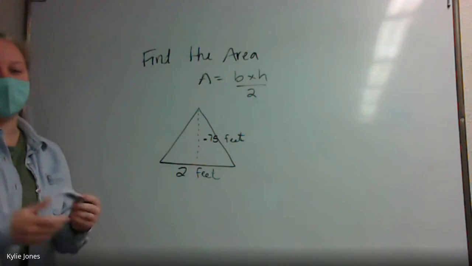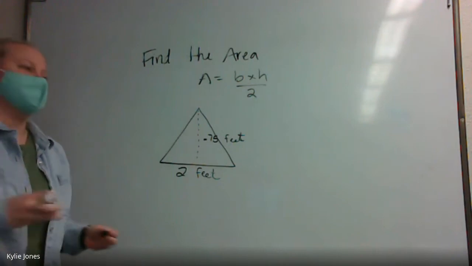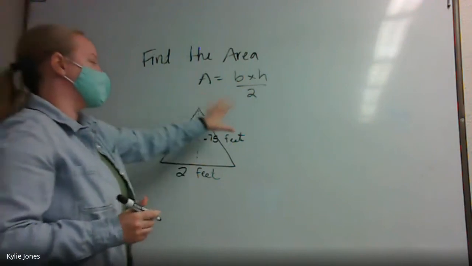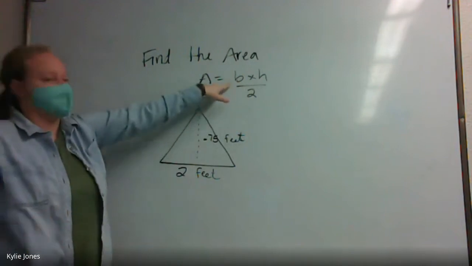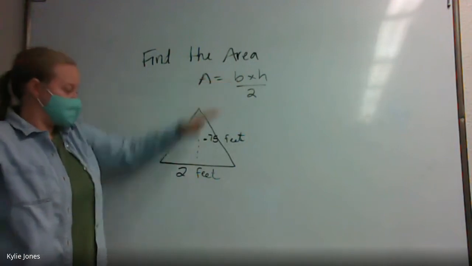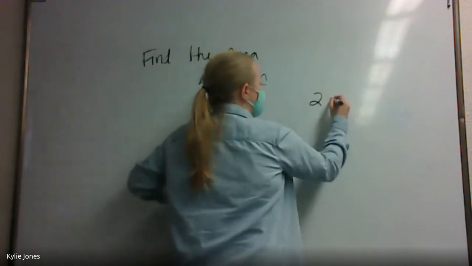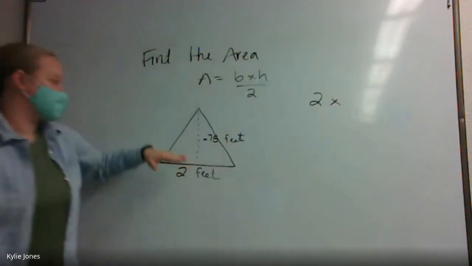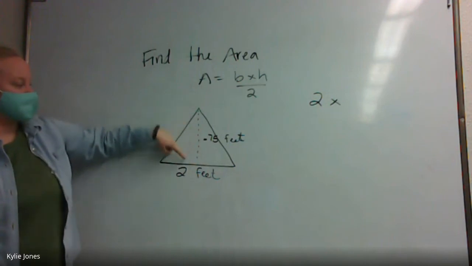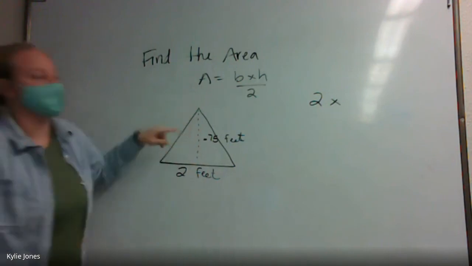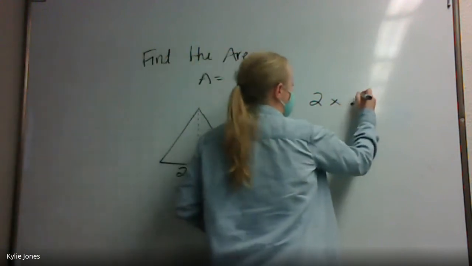All right, are you ready? Okay, let's start by just plugging things into the formula. Where is the base of my triangle? The bottom base is the 2. So this is 2 times, what's my height? Where's the height of my triangle? Good, 0.75. So this is 0.75.